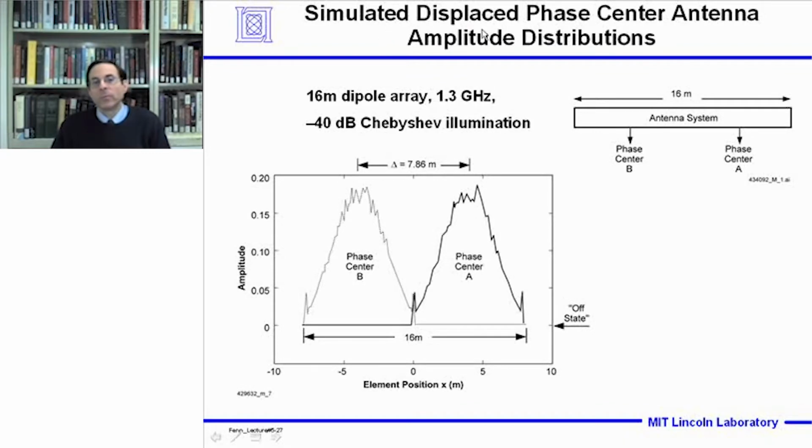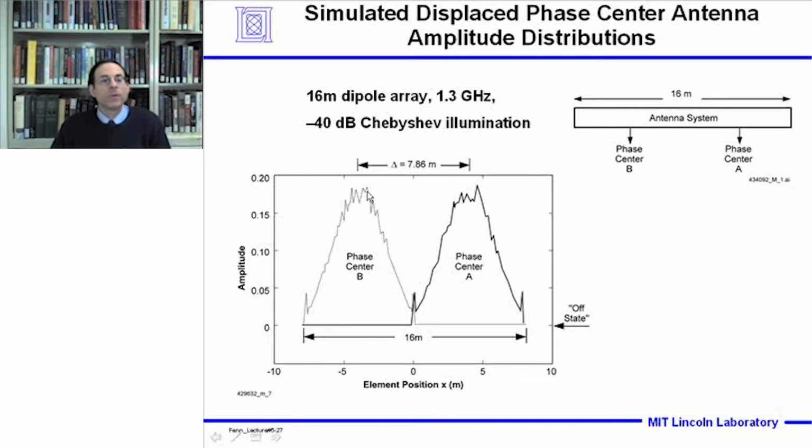So here we're showing the simulated displaced phase center antenna amplitude distributions of the 2 phase centers. So it's a 16-meter aperture. We have phase centers A and B. We're using a minus 40 dB Chebyshev illumination function to get low side lobes. And so plotted here is the amplitude versus element position for the 2 phase centers. And so we split the phase centers apart to 7.86 meters, or almost half the aperture length.